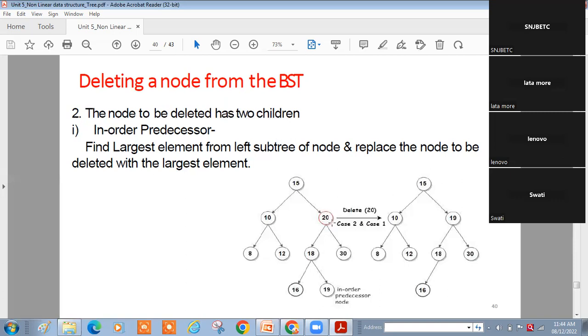So to delete 20, I have to focus on the left part. See what I'm saying. I have to delete 20, so focusing on the left hand side, I have 19 as the largest element. So I just take 19 over here and remove the remaining. This is for the predecessor.